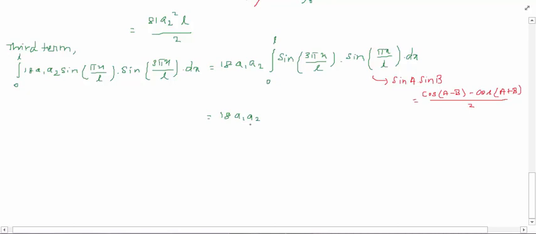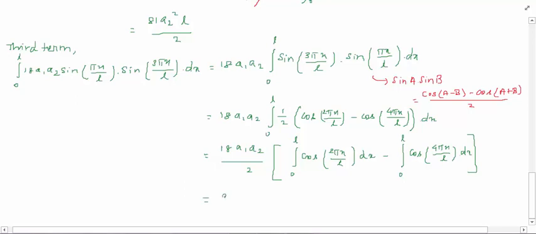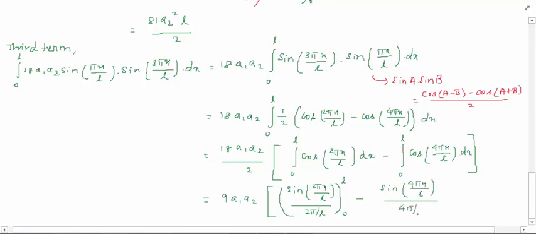Okay, so again we have to apply the same formula: 18 a1 a2, integral 0 to L, 1 by 2 into cos of, if you reduce A minus B, it will become 2πx by L, and A plus B will become cos 4πx by L. Again split it into two parts: cos of 2πx by L minus cos of 4πx by L, right? If you integrate cos 2πx by L, it will become sin of 2πx by L divided by 2π by L, and integrating cos of 4πx by L will become sin of 4πx by L divided by 4π by L.